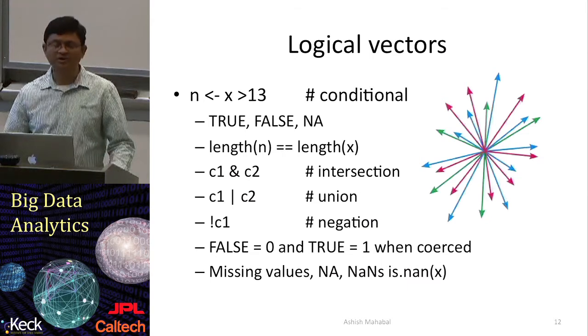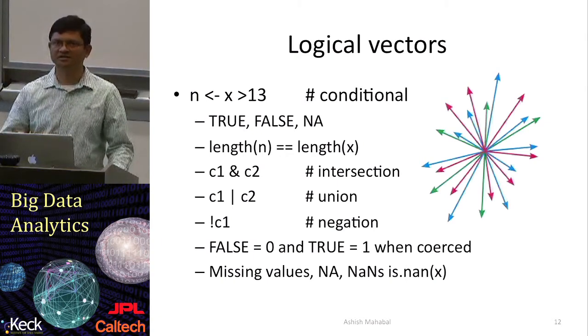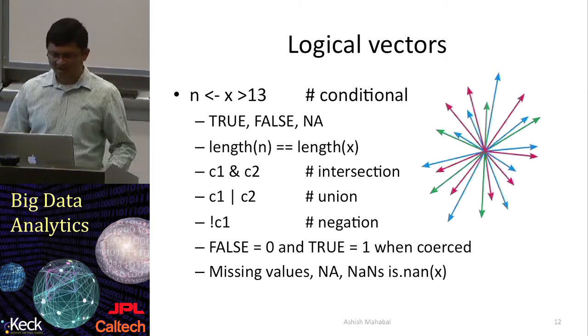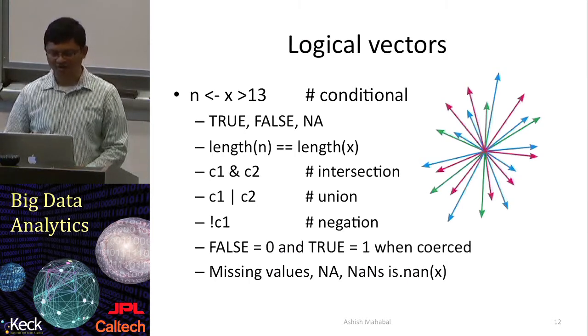You can similarly do intersection by using and, union using or, and negation using bang. Remember also that false becomes 0 and true becomes 1 when you coerce them, when you say that you want numbers rather than the logical values. And then similarly, missing values, you can use them wherever you want to, and that's another very important aspect of R.